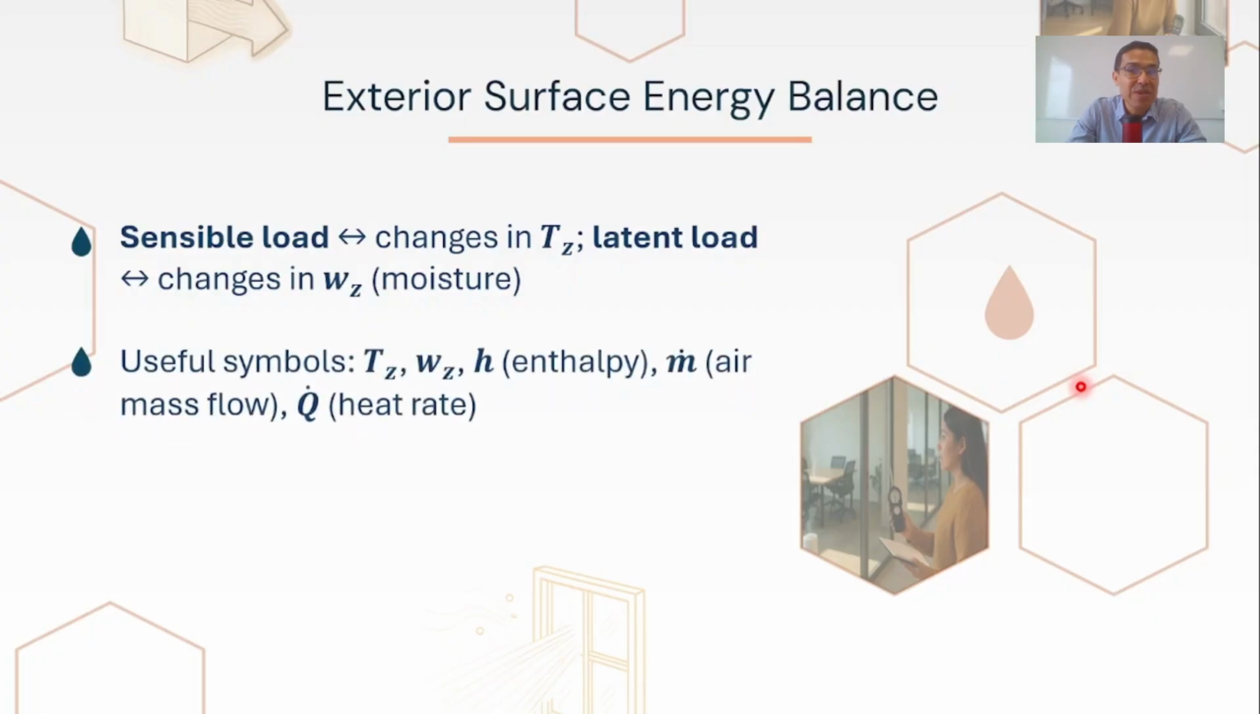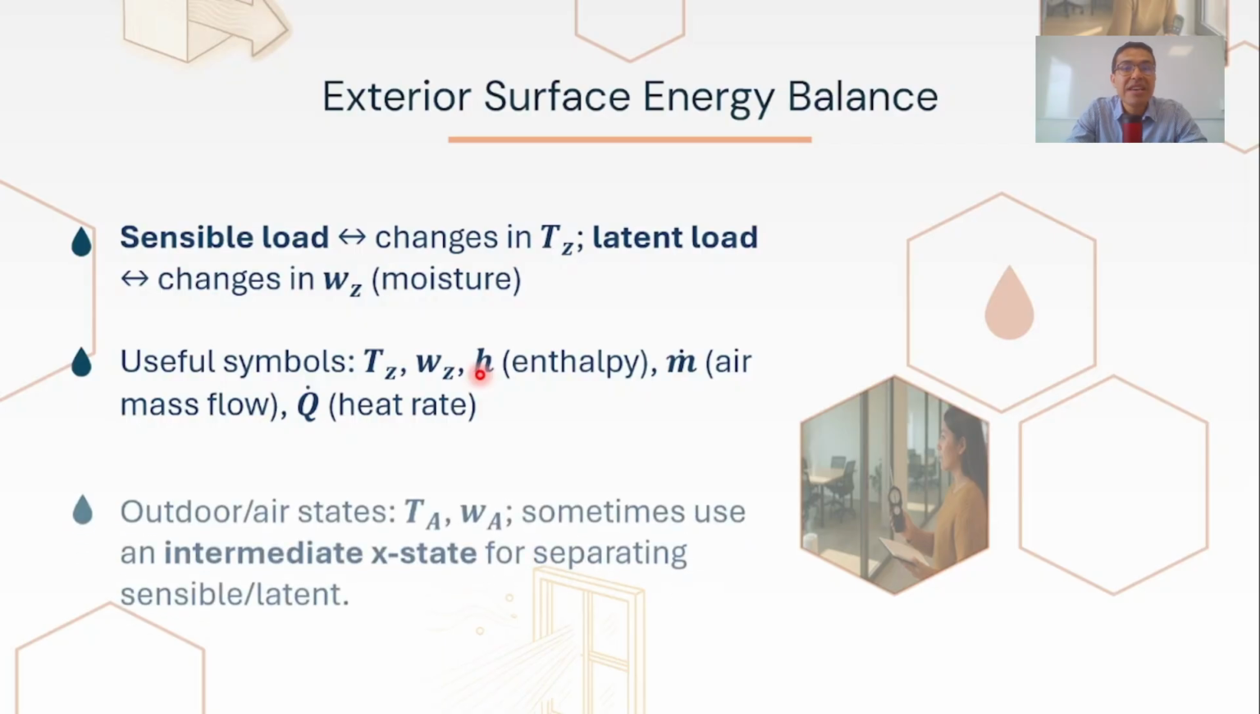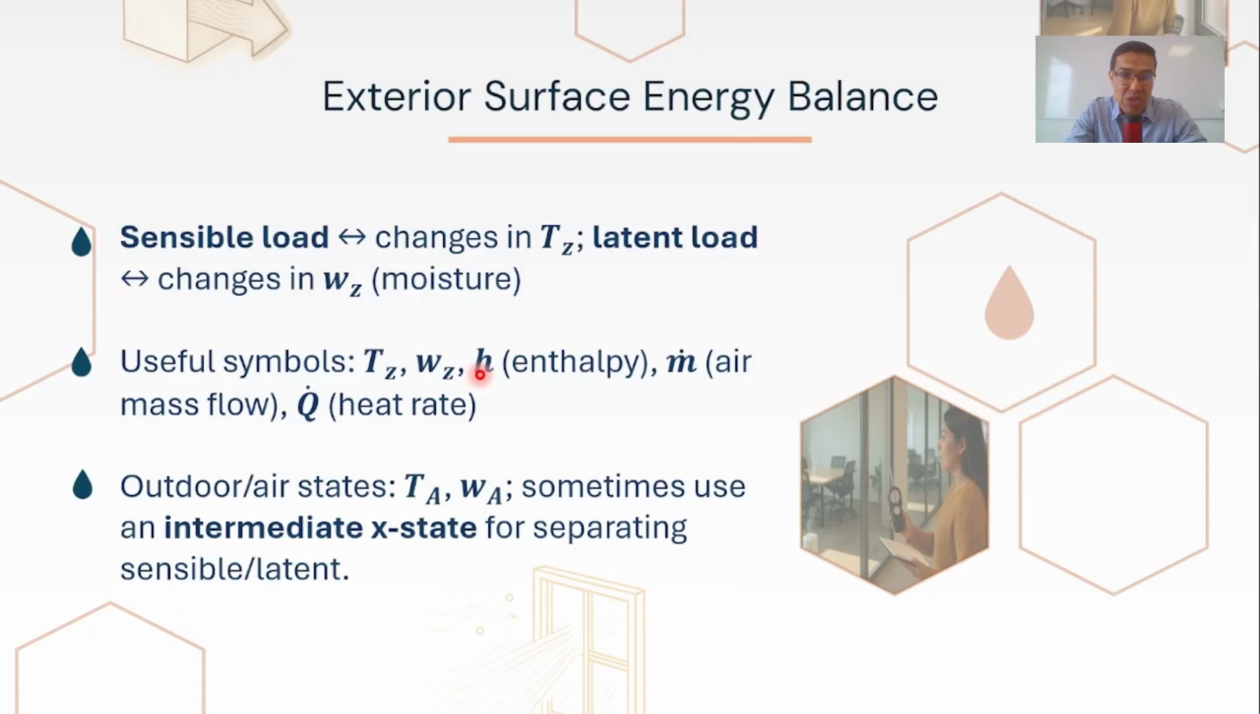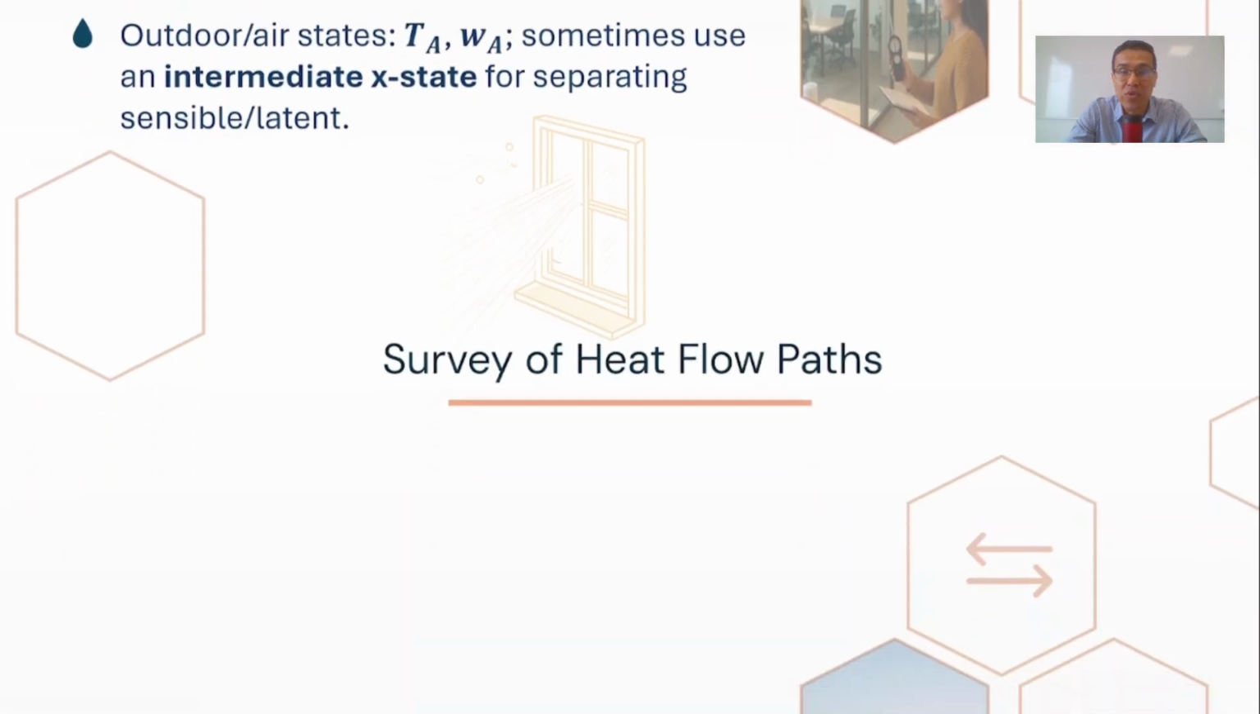We'll use a few symbols to keep everything straight. Tc, Wc, and H: these are our zone's temperature and humidity, H for enthalpy, M for an air mass flow rate, and Q for a heat rate. And we use the subindex A to designate outdoor air states, and sometimes an intermediate state X that is helpful for separating sensible and latent loads.